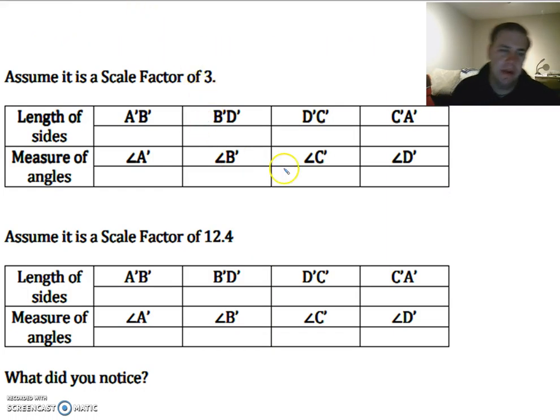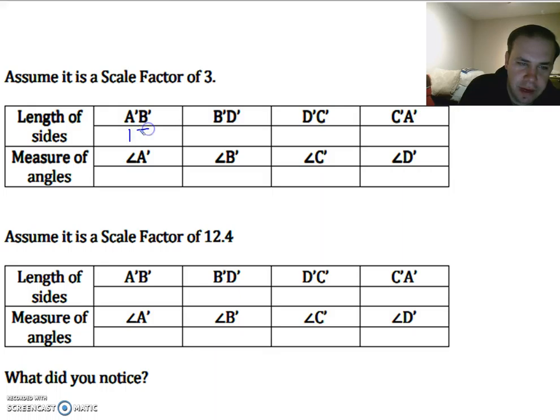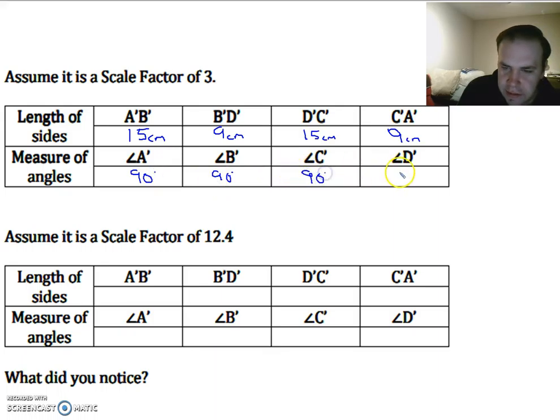So now I can go ahead and fill out the rest of this chart. We have the length of AB, it's right here, so we have 15 for AB, centimeters of course, 9 centimeters for BD, 9 centimeters also for CA, and 15 for DC. Luckily all my angles stay the same. If I were to measure out those angles, they would all still be 90 degrees. Those are the properties of a rectangle.